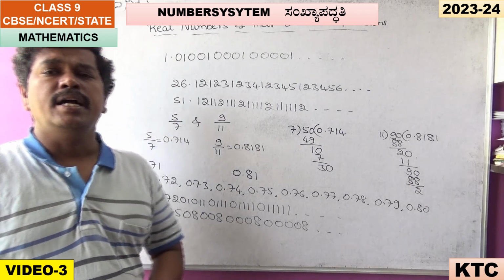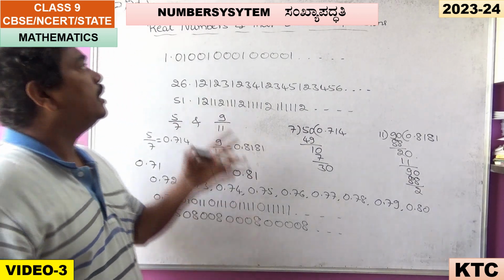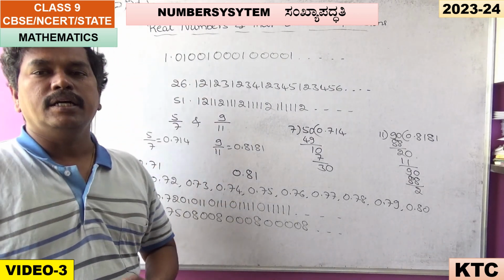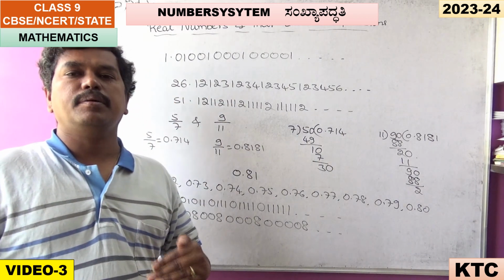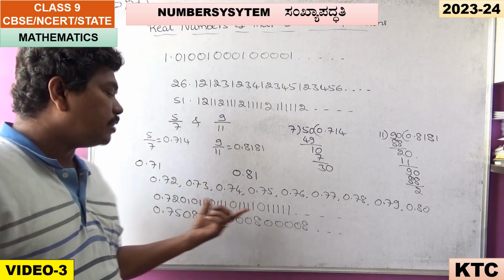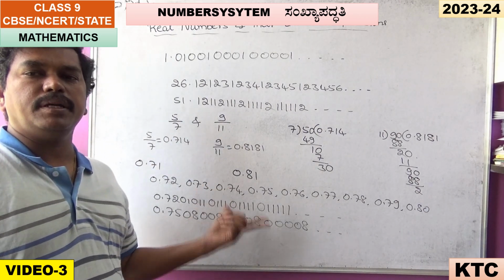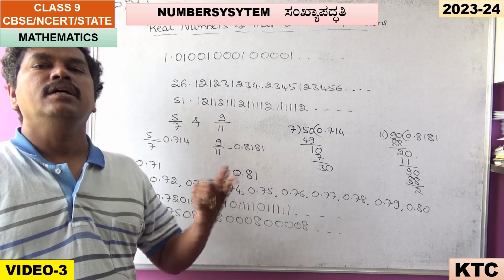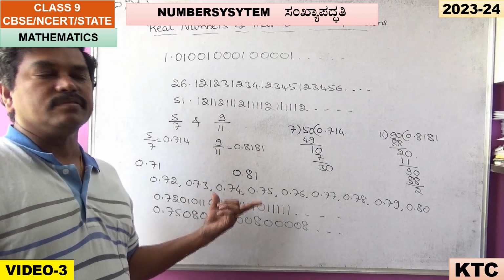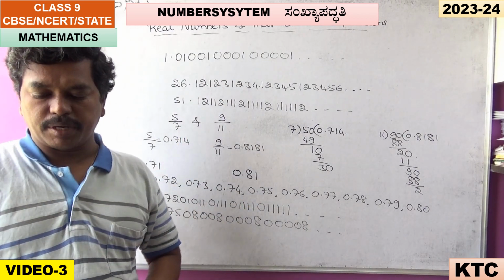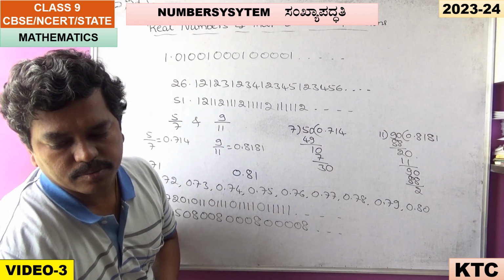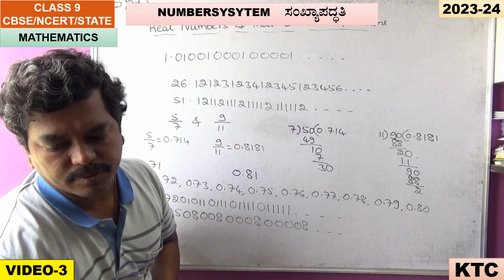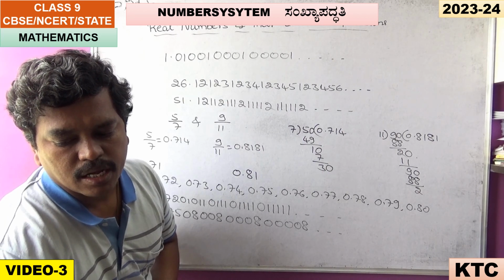So these are the decimal expansions of the real numbers: terminating, non-terminating and also non-recurring. Terminating, non-terminating and non-recurring. So these are the decimal expansions we have to know. And I have completed all the exercise problems in this exercise. All problems are completed.